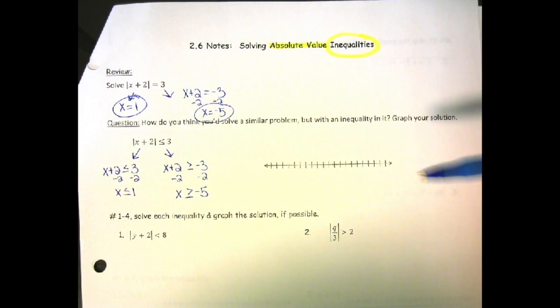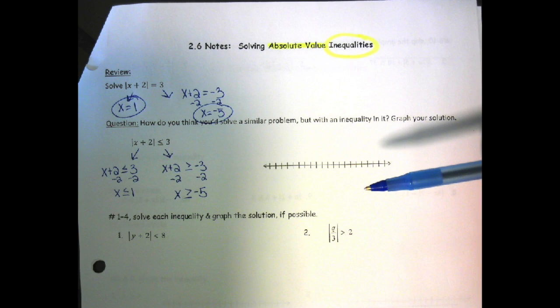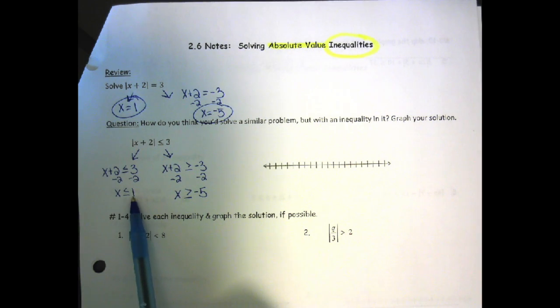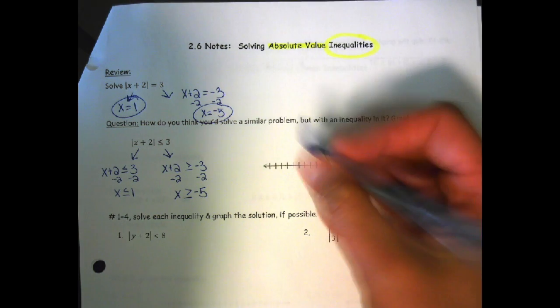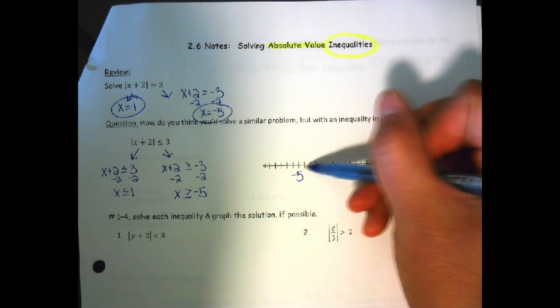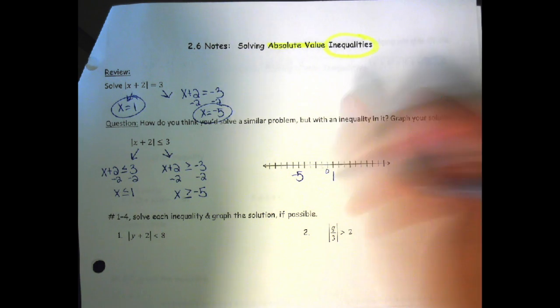Now, as you can tell here, this is a compound. But the problem is, which compound is it? Is it the and or the or? So let's go ahead and graph this. Now be careful, 1 is bigger than negative 5, so let's make sure we graph that correctly. So negative 5. Okay, so there's my two numbers.